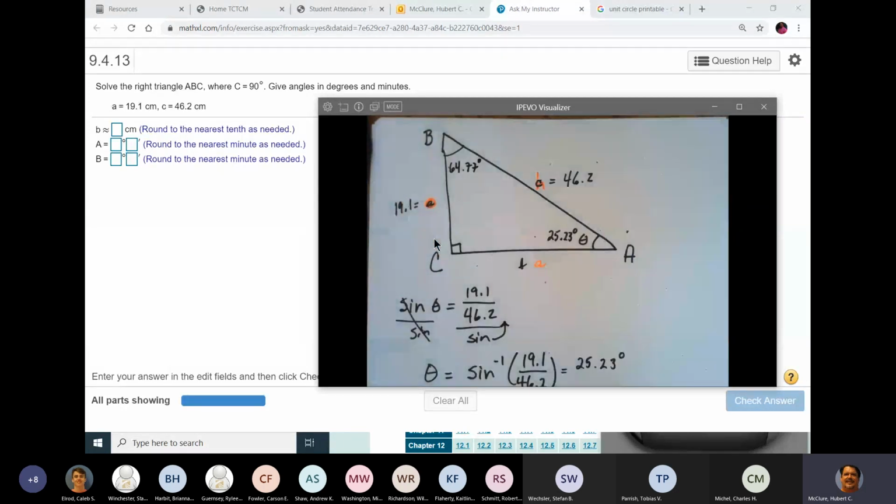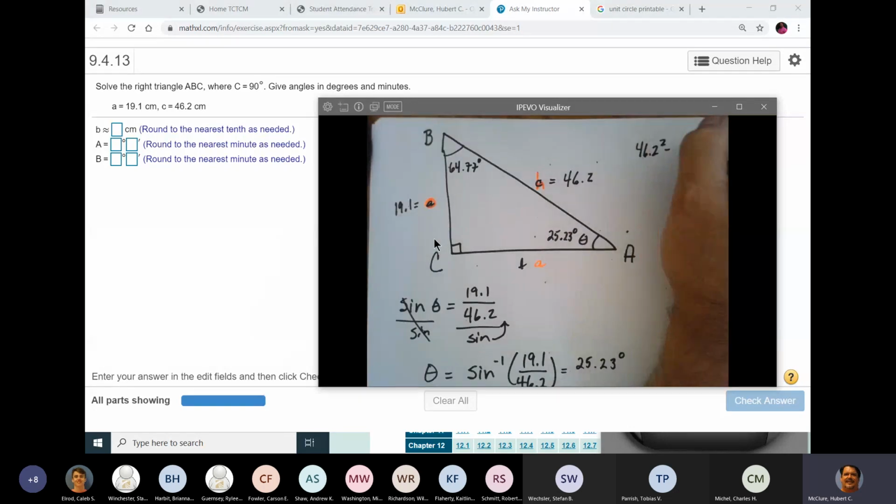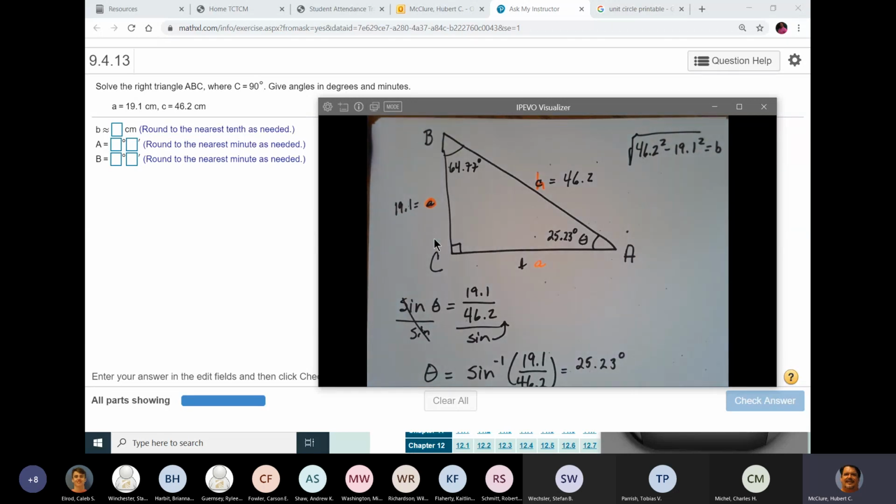64.77 degrees. And now all we've got to do is use the Pythagorean Theorem, and that's going to be 46.2 squared minus 19.1 squared, and that's equal to B. So I'm going to take my handy dandy calculator and do second, square root, parentheses, 46.2 quantity squared minus 19.1 quantity squared, close parentheses. I got 42.07.